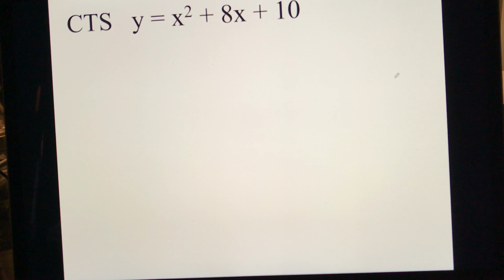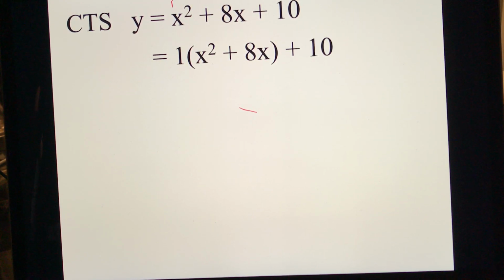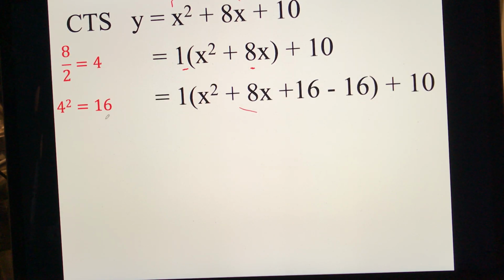So let's try an example. So this would be complete the square on this trinomial, quadratic, x squared plus 8x plus 10. I common factor the first two. There's just a 1 as a common factor, so it's up front. I take my 8, I cut it in half, which is 4. Then I square my 4, which is 16. And then I add 16 and subtract 16.